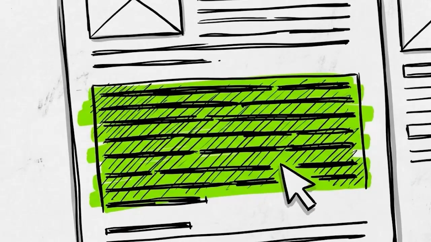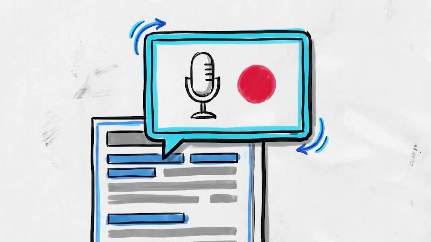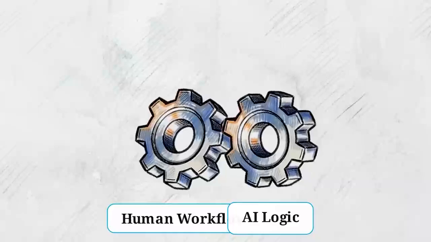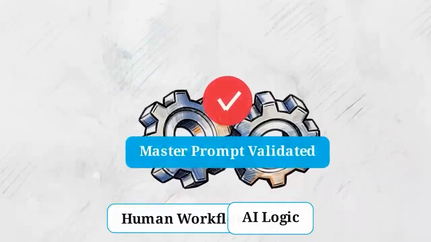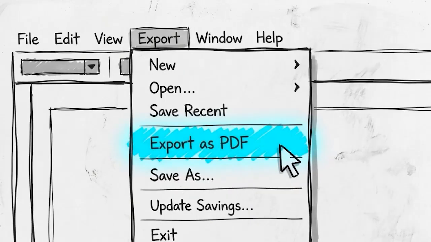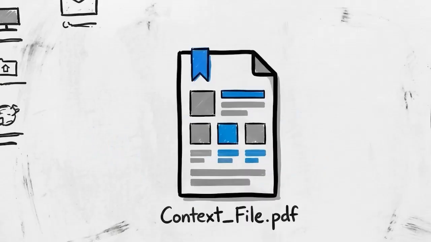If any part of the draft feels generic or misses a key nuance of your work, tell the AI to update those specific sections. You are refining the logic until it reflects your actual workflow. Once the text is accurate, command the AI to format the final version as an exportable PDF file. Save this file to your desktop with a clear name, such as masterpromptfounder.pdf.